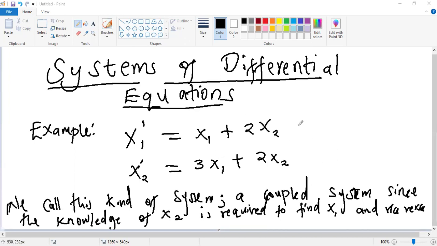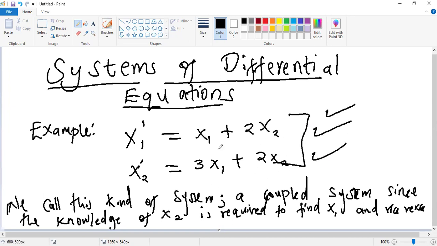This is an example of a system of first order differential equations. Now, I want us to look at how exactly we can go about converting higher order ODEs into a system of first order differential equations like this. You're given, let's say, a second order differential equation. How do you go about converting it so that you can write it in this form?